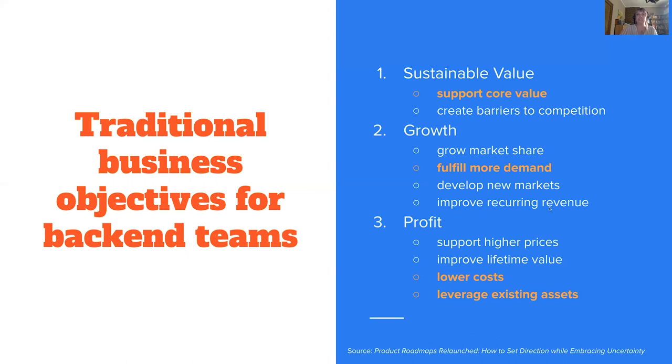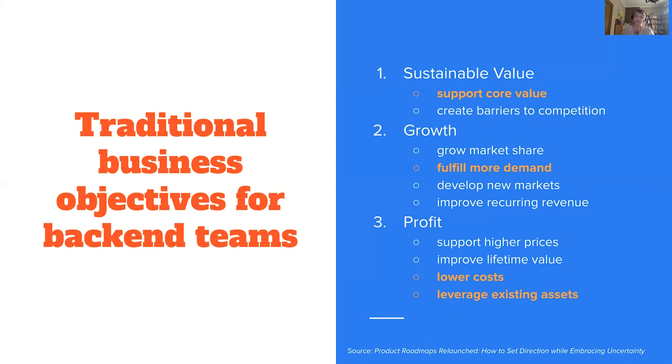In the growth section, we have fulfill more demand. Where this translates to the backend, this is about scaling and performance. So when we want to scale, when we expect that next month, for instance, with an ad campaign, we are going to have 10 times more users. This is the place for the backend team and backend product to shine, to find ways to be performant.